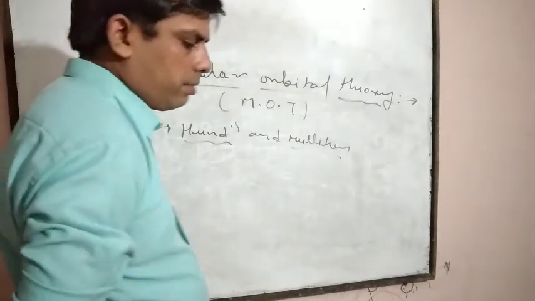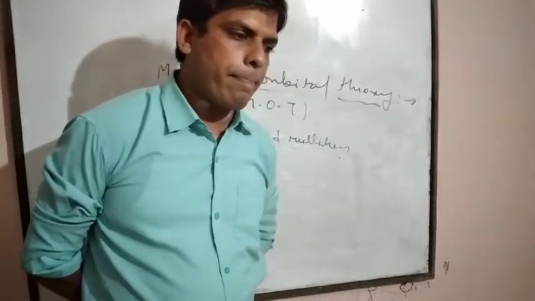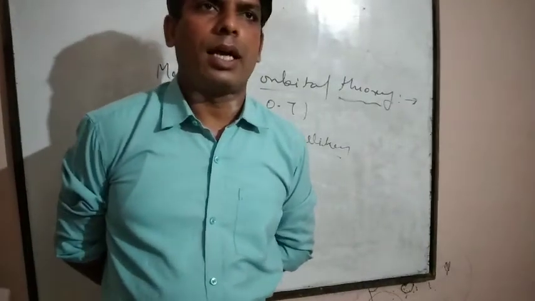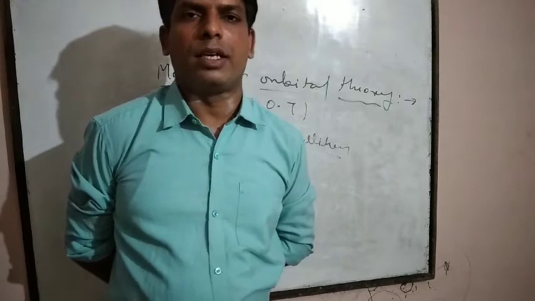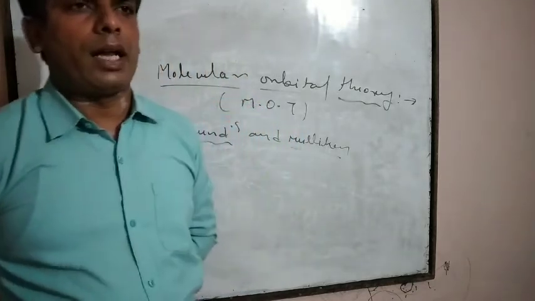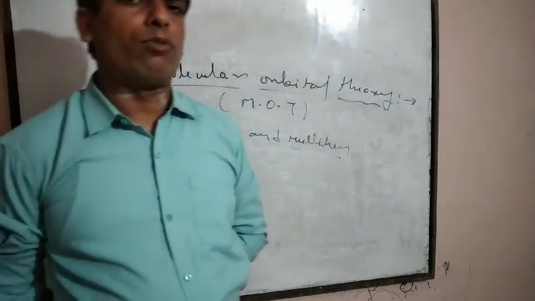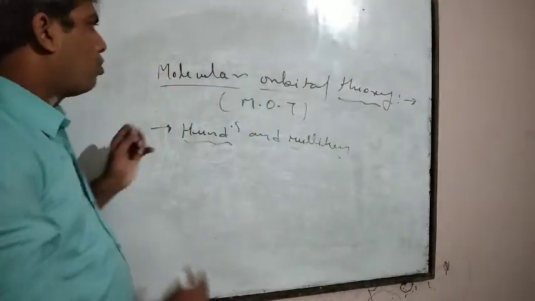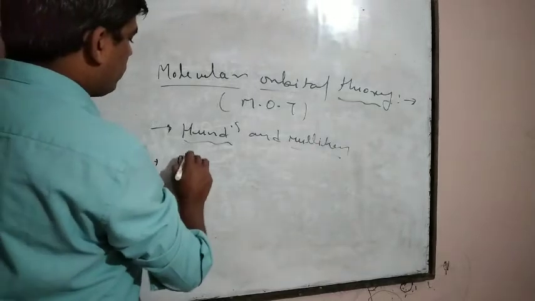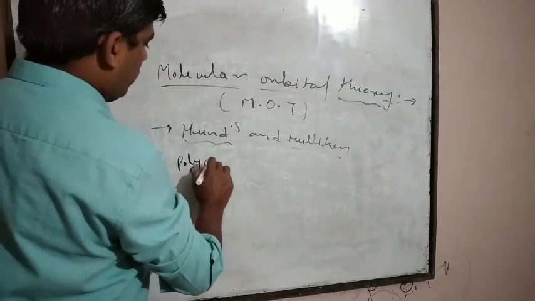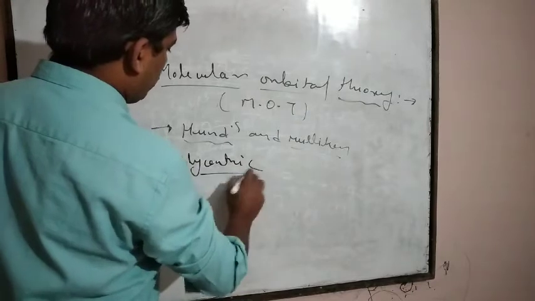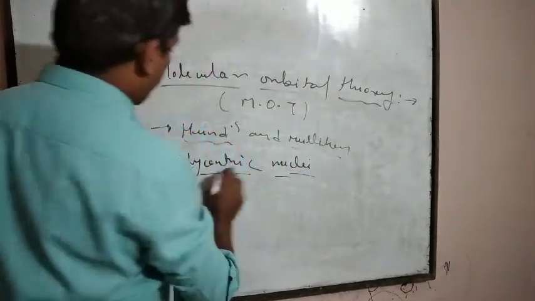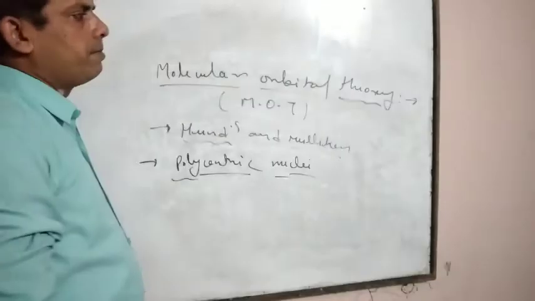In this theory, first we will discuss the molecular orbital. A molecular orbital has polycentric nuclei. When atomic orbitals overlap with each other, they form a polycentric molecular orbital. So a molecular orbital has polycentric nuclei.